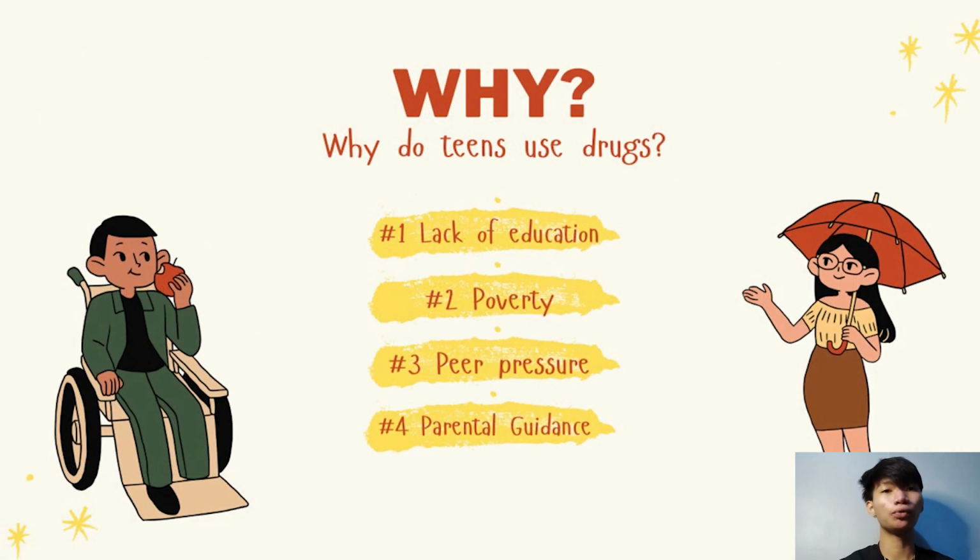So, why do teens use drugs? We have here lack of education, poverty, peer pressure, and lack of parental guidance. Drug addicts generally look for easy ways to satisfy their cravings for drugs, and this leads them into various types of crimes, including theft, robbery, burglary, and murder.